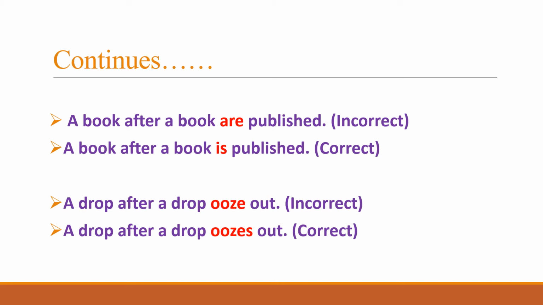So a drop after a drop ooze out is the incorrect sentence, and a drop after a drop oozes out is the correct sentence. This is what we need to understand in this structure. You have already studied this rule that a noun plus preposition plus the same noun construction always takes the singular verb. So in these examples, we have seen that the plural verb is replaced with the singular verb.